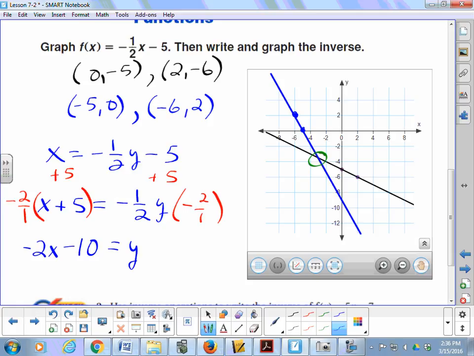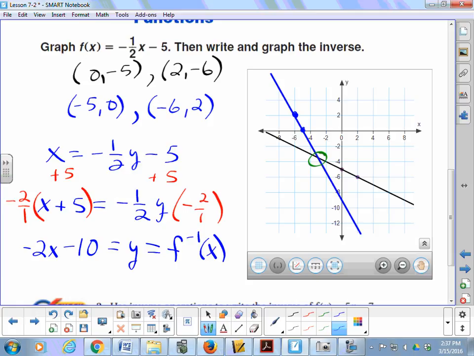All right, and I can see my graph was a little bit off just because of my graphing capabilities sometimes. Because the y-intercept should be a negative 10. It's pretty close. Slope of negative 2x. So this is f inverse of x. Make sure you write it as f inverse of x. All right, so let's see what happens here.